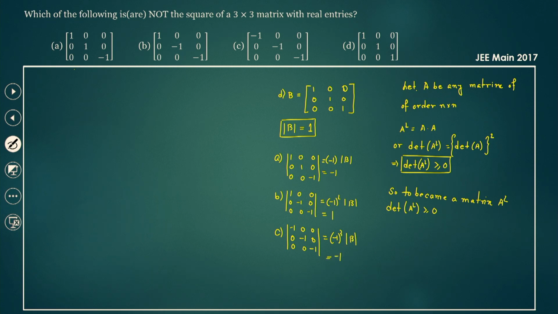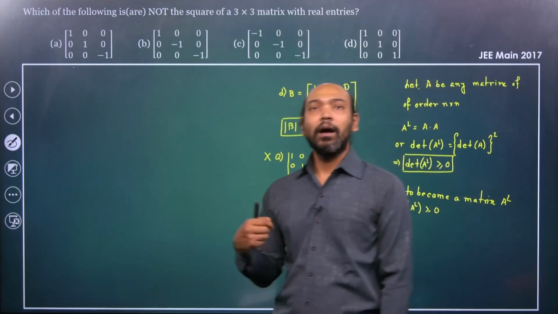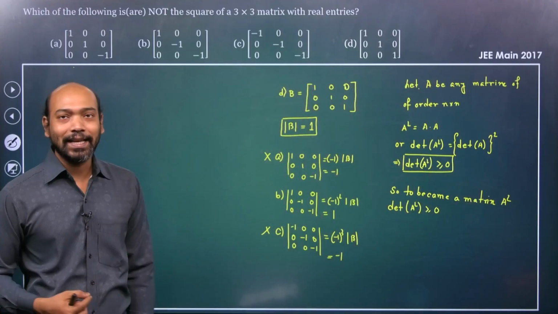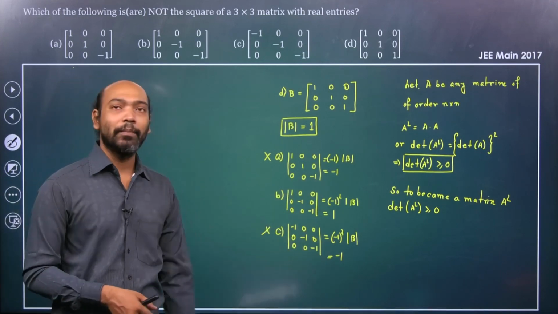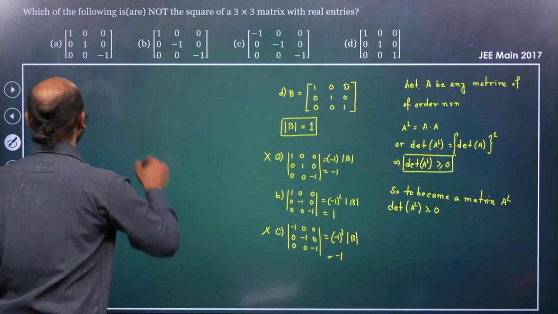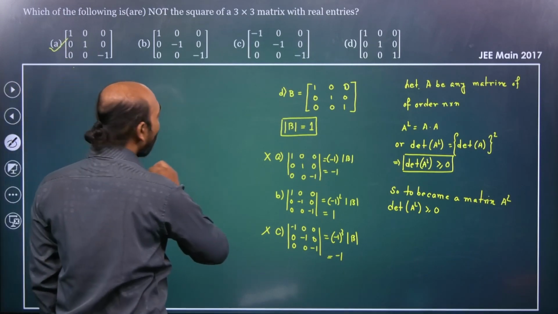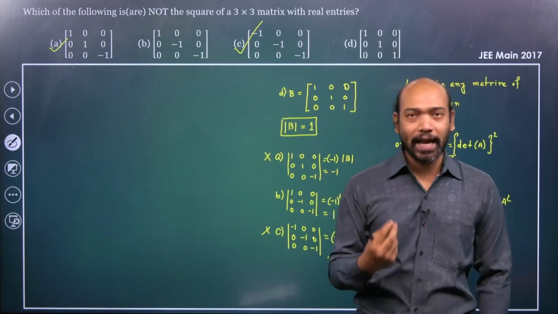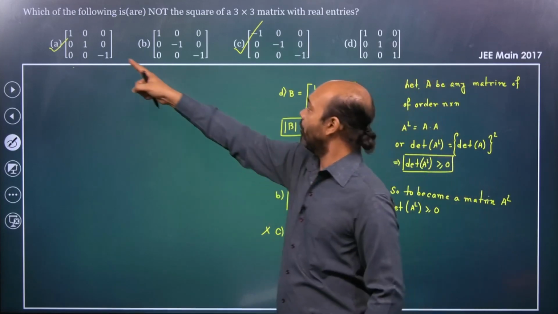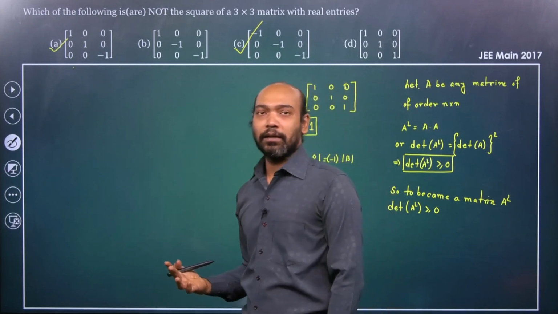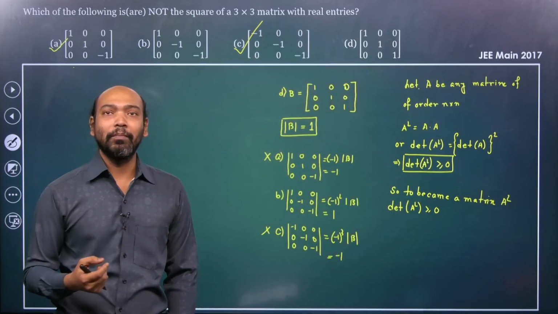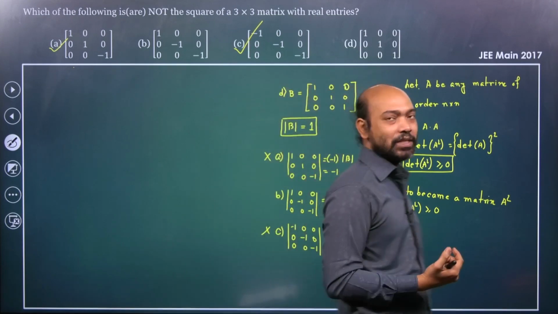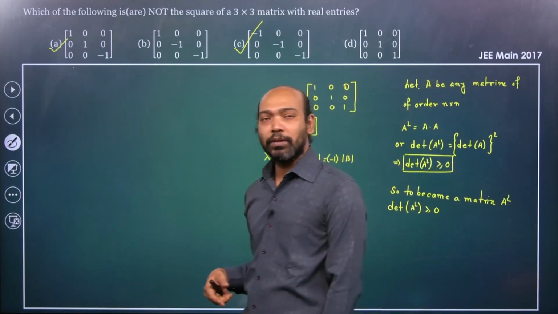Therefore option A and option C cannot be the square of a matrix with real entries, because in those cases we are getting the determinant as -1. So for this problem, option A and option C are the right options. That means we cannot have a matrix A such that A square becomes these two, because of the determinant, and that's it. It's a very simple problem; it just tests our observation power. Hope you understood the problem. Thank you.